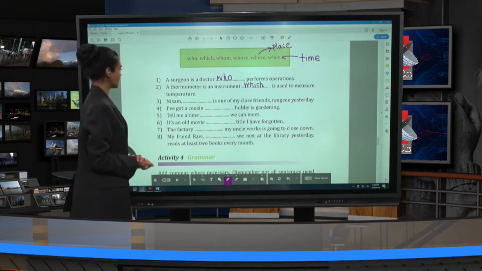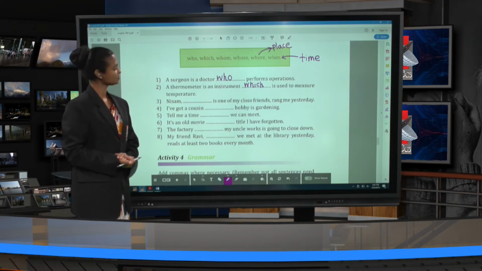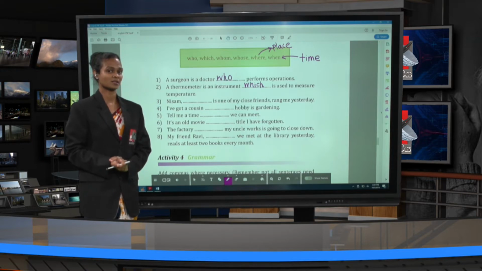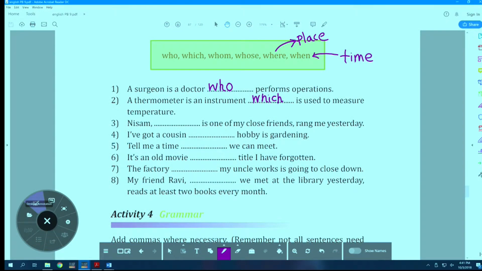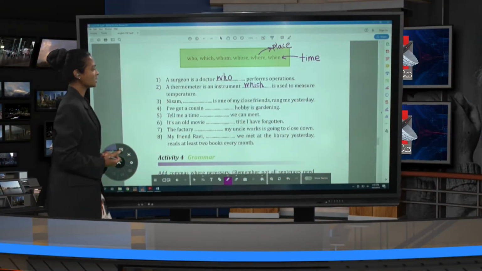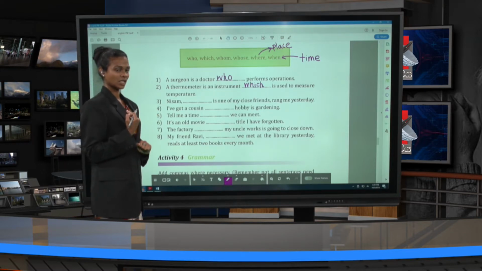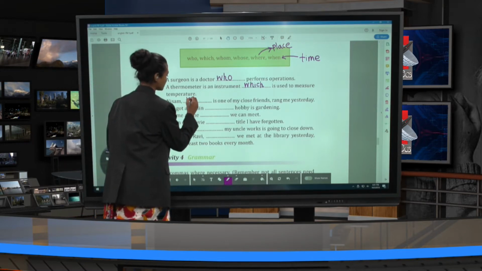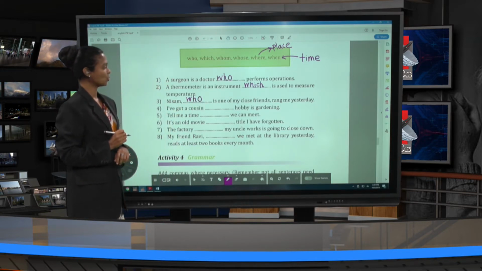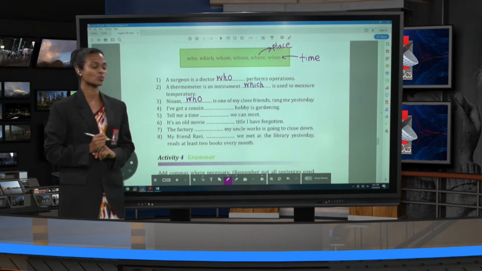Right? Then third one, Nizam. Blank is one of my close friends rang me yesterday. Close friends, who are close friends? ළඟම යාළුවෝ. එතකොට නිසාම් කියන්නේ ළඟම යාළුවන්ගෙන් එක්කෙනෙක්. He rang me yesterday. He called me over the phone yesterday. Then what is the answer? Nizam rang me. Then it should be who? Nizam, subject wise. Nizam, who is one of my close friends, rang me yesterday.